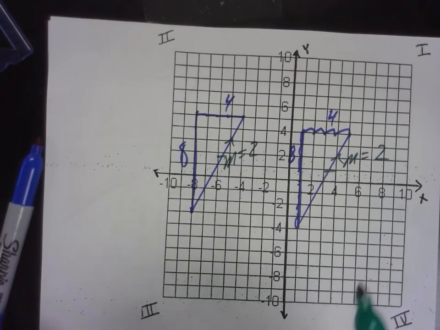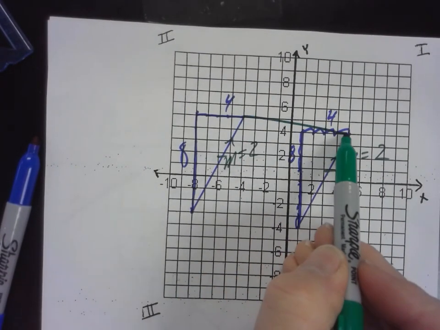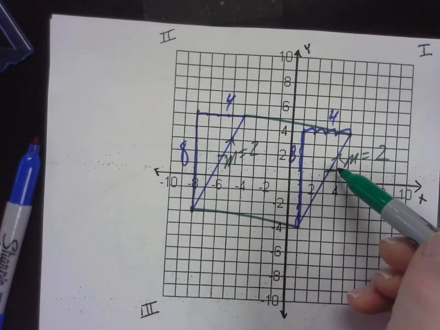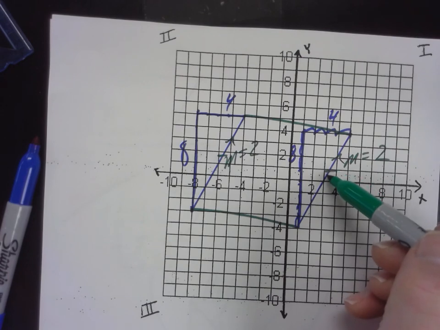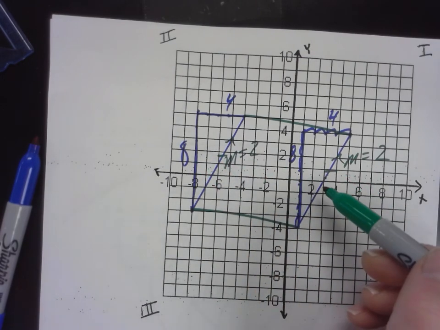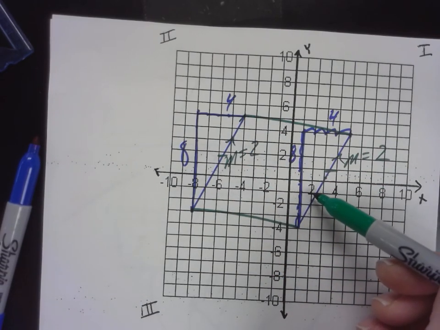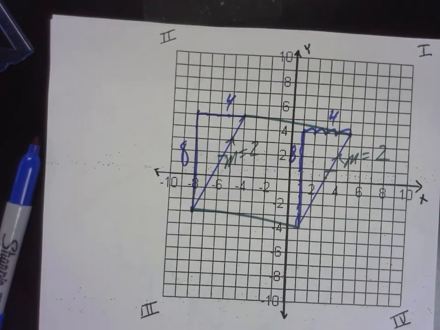So if I were to connect that line like that, would I have a parallelogram? How would you know? What would the proof be? These two sides are parallel, right? And they're the same length, right? So if I have a quadrilateral and two of its sides are the same length and parallel, what do we know? It has to be a parallelogram, doesn't it? Okay.